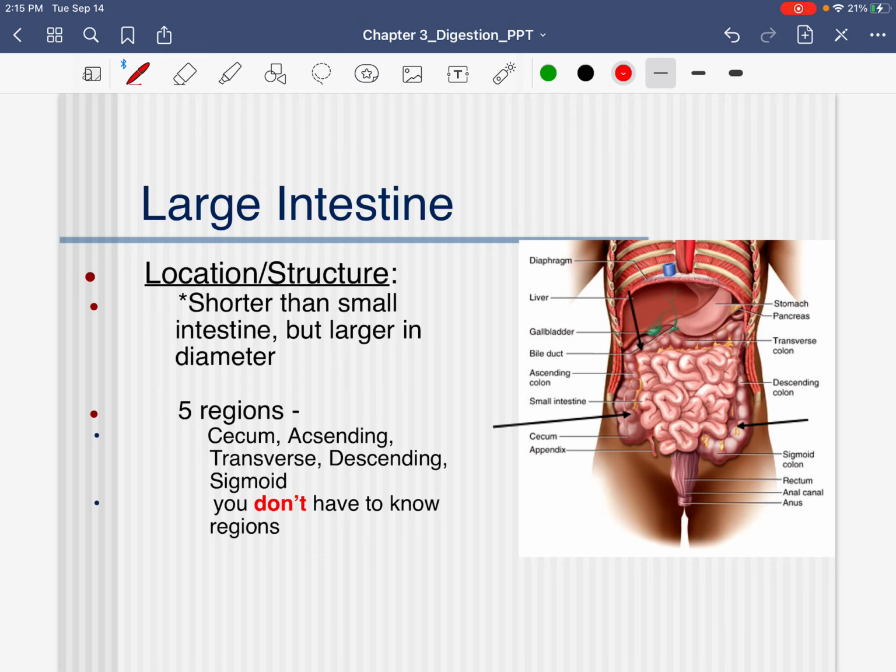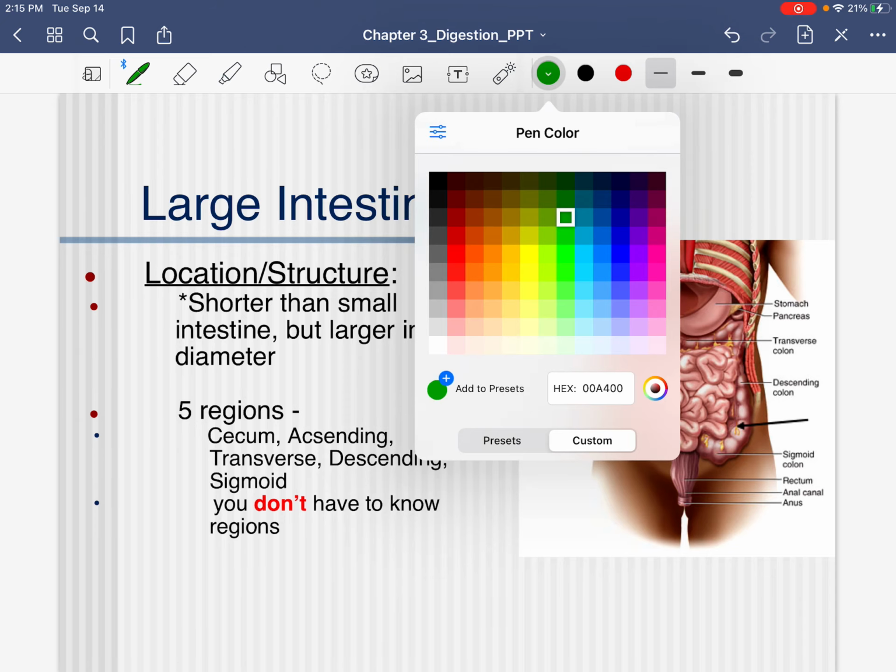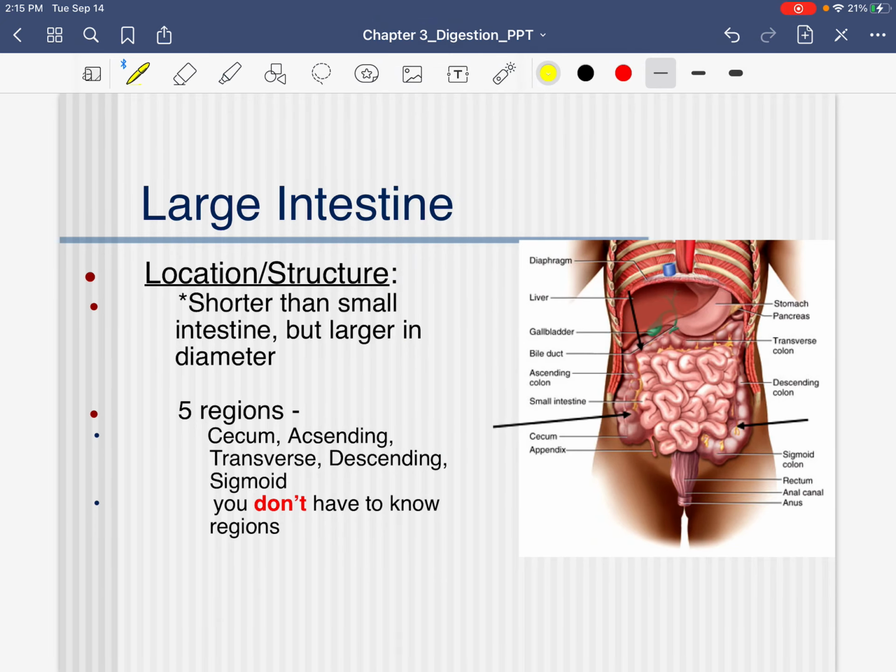Now we have gotten to the large intestine. So remember, the small intestine is here in the middle. The small intestine is narrower in diameter, but very long, versus the large intestine, which is larger in diameter, but shorter.